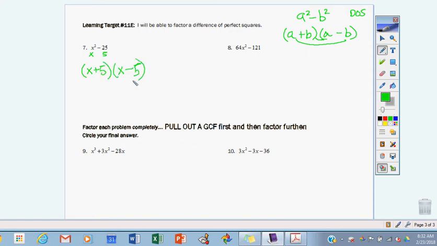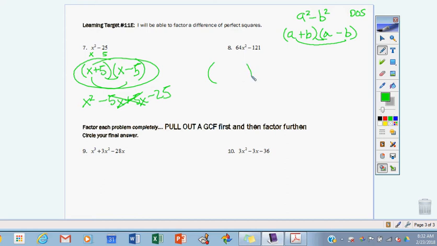And again, just so you're not listening to me and following a rule, think about the outside and the inside. If you FOIL this, this would be x squared, outside would be negative 5x, inside would be positive 5x, and then the last would be negative 25. So these are going to completely cancel off. That's why this is the correct factored version.